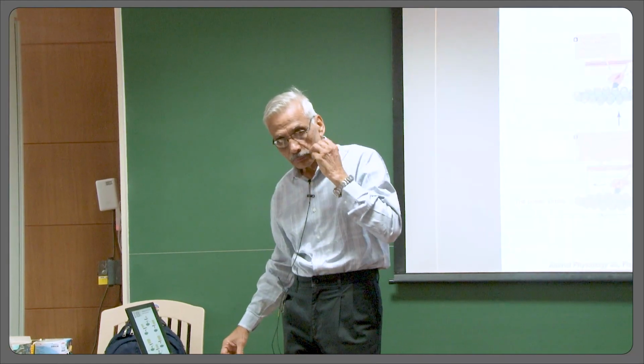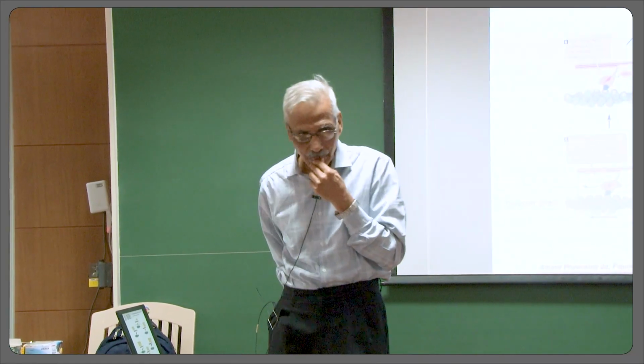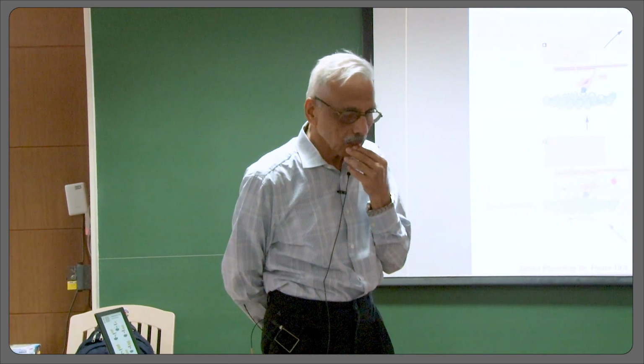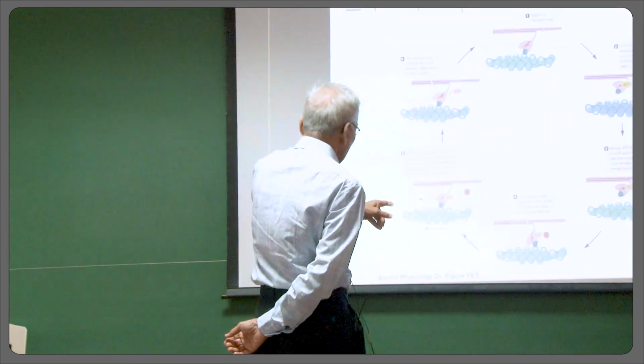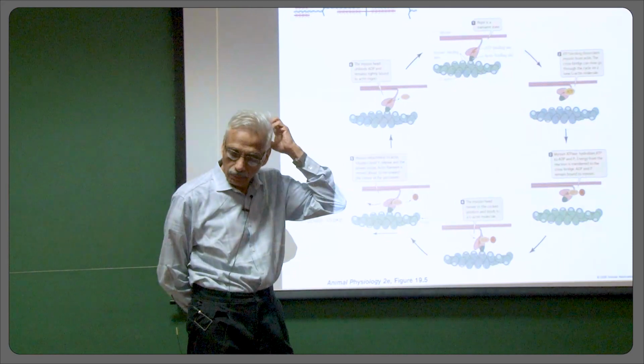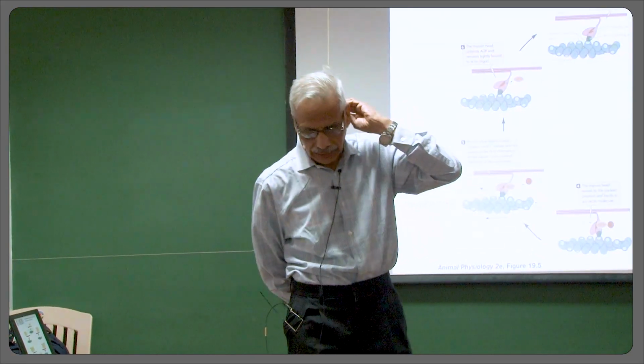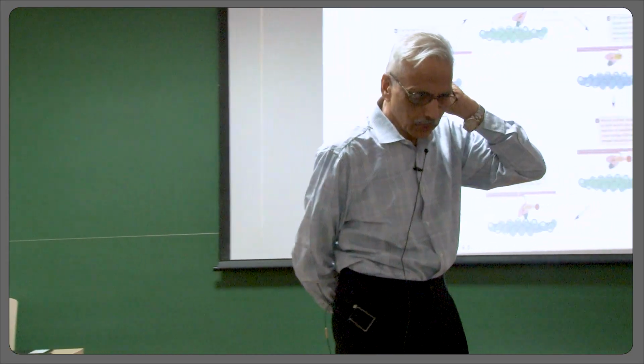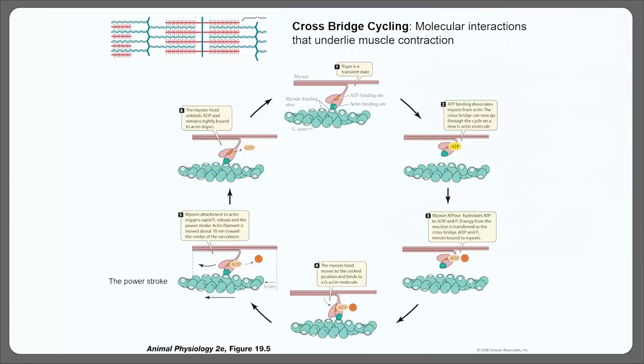Why does the power stroke have to be coupled with the release of inorganic phosphate? Oh, you have to see this in terms of the configurational changes that are happening in the proteins on the head. And of course it's a question of evolution. It has evolved in such a way that this is the way it happens.